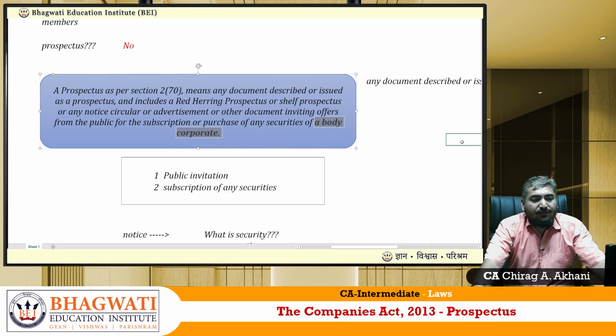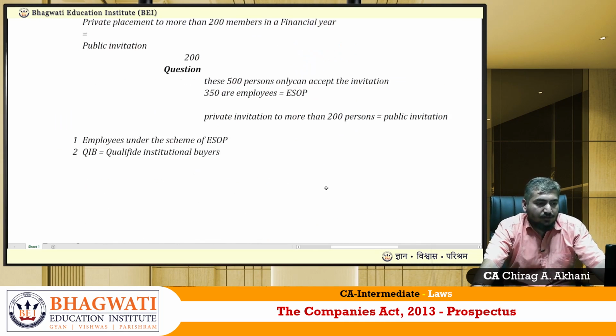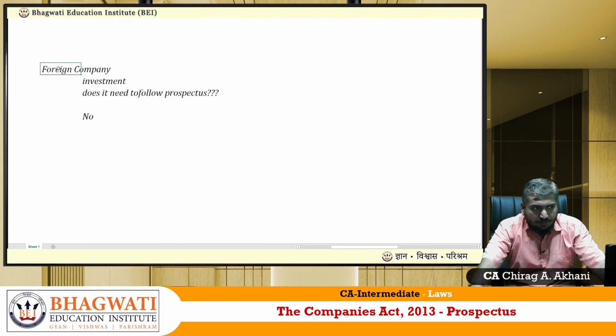And therefore, guys, if a foreign company also wants to take it, it is not a company. It is a body corporate. So this entire chapter on the prospectus applies to every body corporate, whether you are a company or not. And therefore, the answer to this question is, of course, that all the provisions of the prospectus chapter would apply to a foreign company which wants to take investment, share subscription or debenture subscription from the Indian public. It applies.